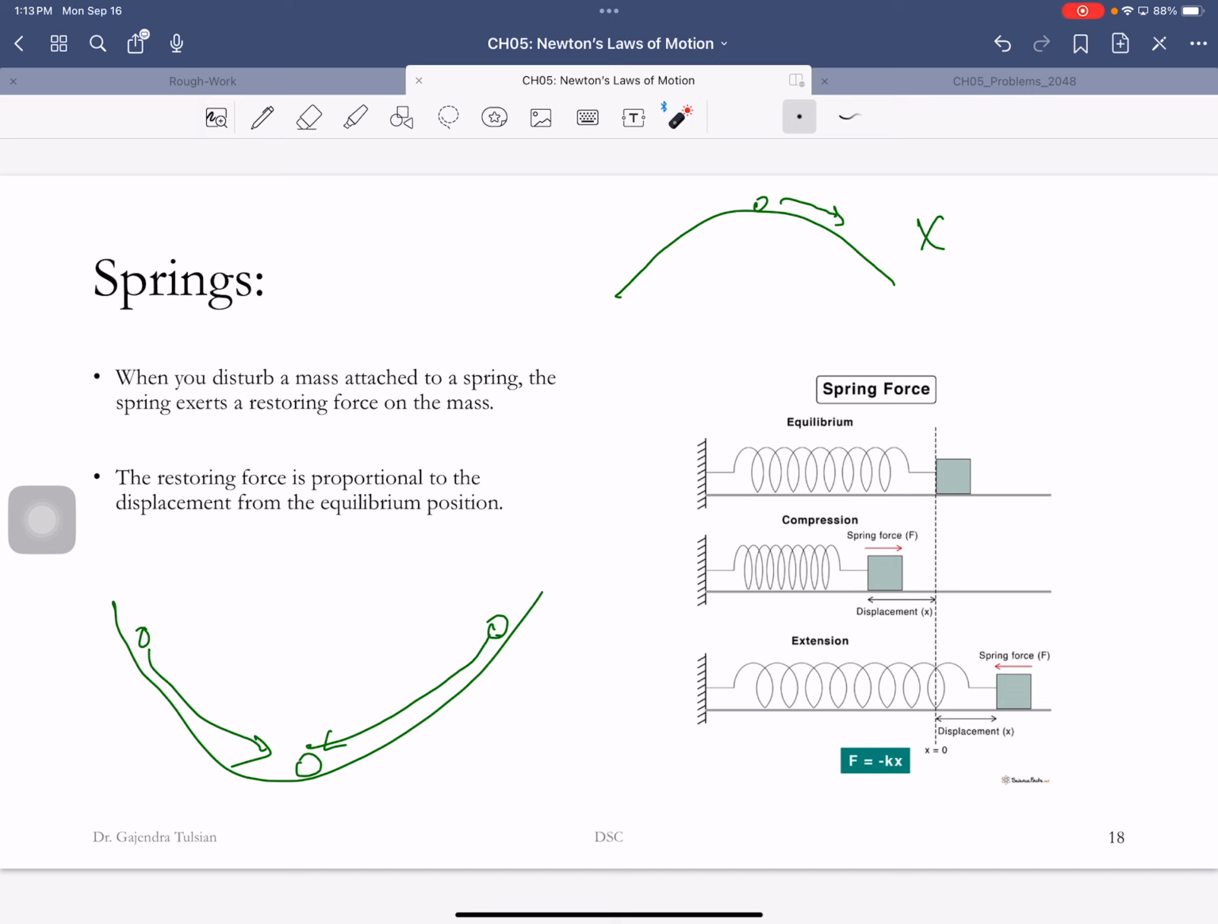Again, this spring example will be used everywhere. It turns out that for most springs, if the deformation is not too large, if you move the mass a distance x from the equilibrium position, the restoring force is proportional to the displacement. When x is positive, the force is negative. k is the spring constant.